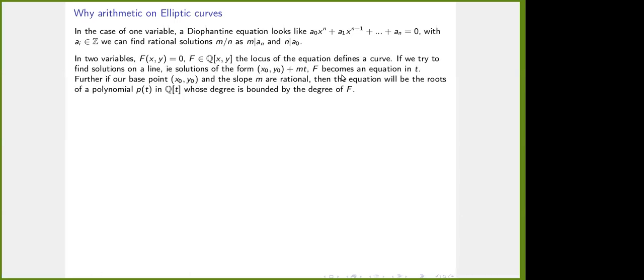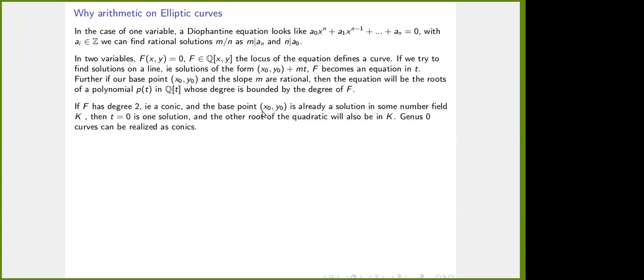In two variables, the locus of the equation is a curve. If you try to find solutions on a line, let's start with some fixed point (x0, y0) in the plane and with a rational slope m. Then the roots which lie on this line and on this curve will be the roots of a polynomial p whose coefficients are rational, and the polynomial's degree will be basically the degree of f.